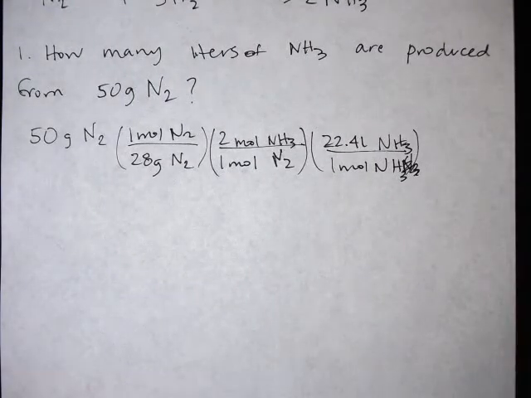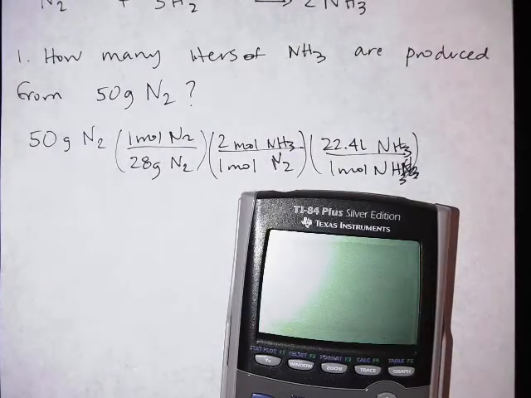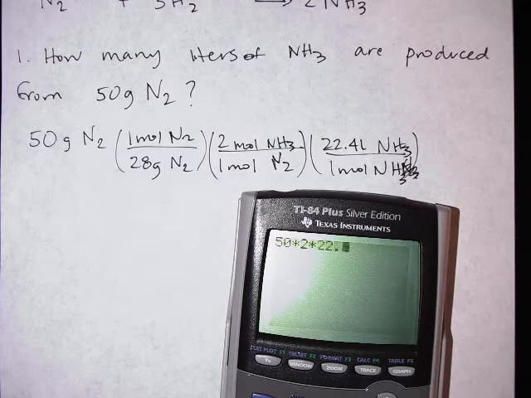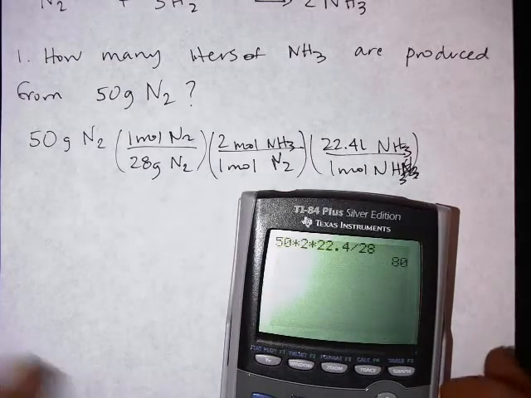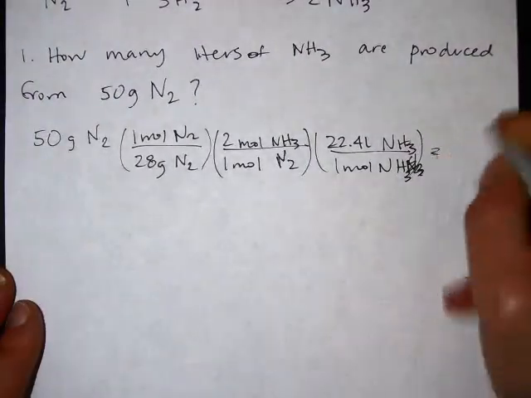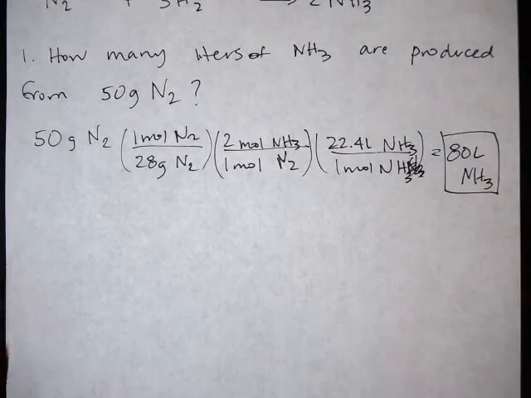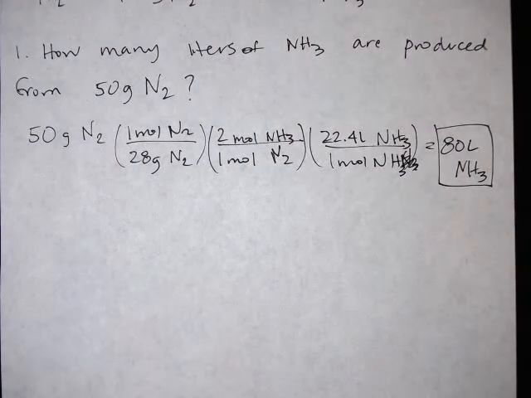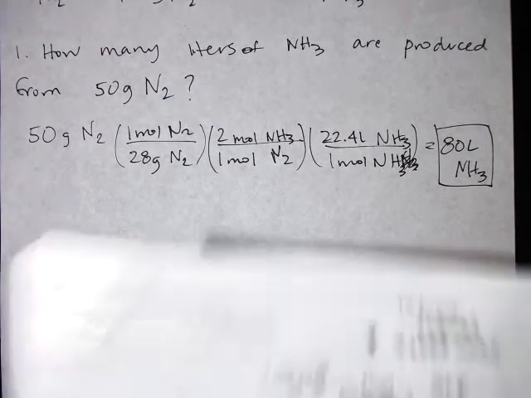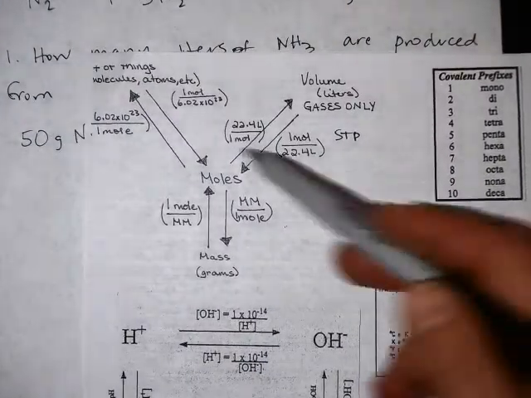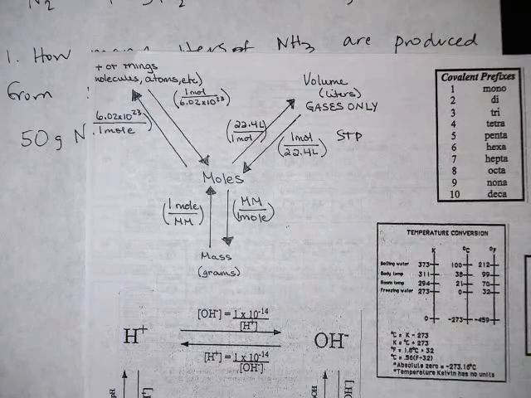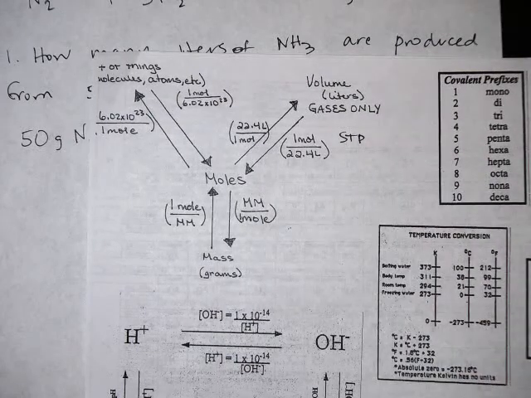So then you solve it the same way you solved problems yesterday, right? 50 times 2 times 22.4 divided by 28. It was 80. 80 liters this time of ammonia for your answer. Same kind of problem as yesterday, same sort of 3 steps. The only thing that's different is that you start and finish somewhere else on here. But you still rely on the mole wheel to tell you what math to do. All you really have to remember is what the mole ratio is. That's it.